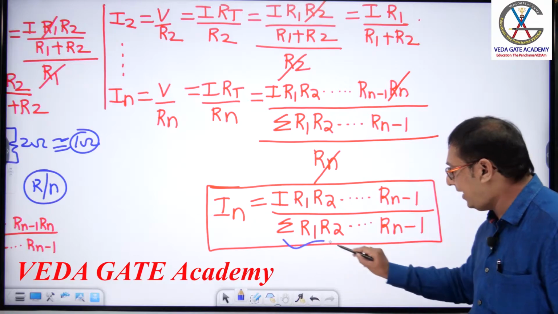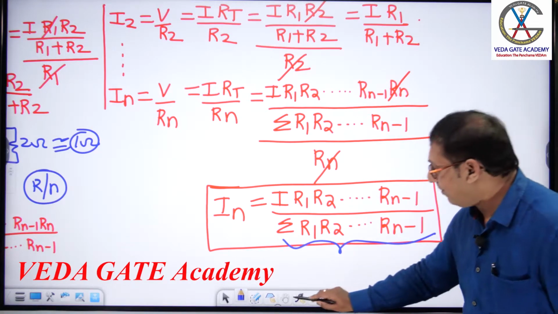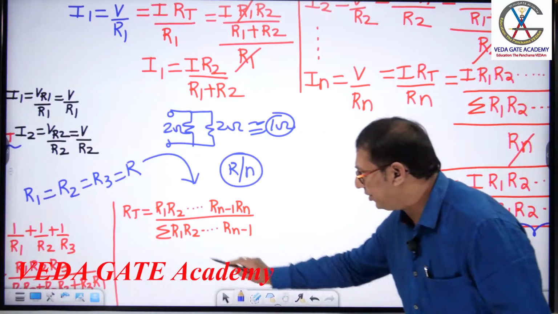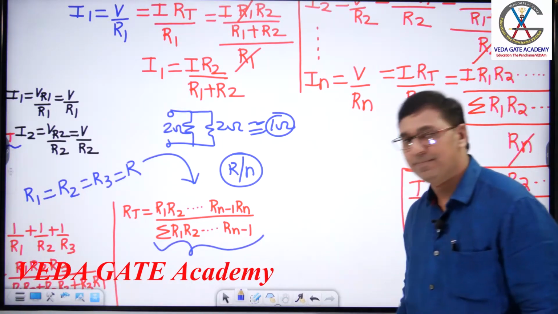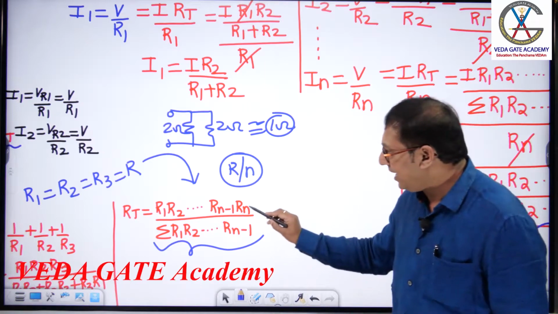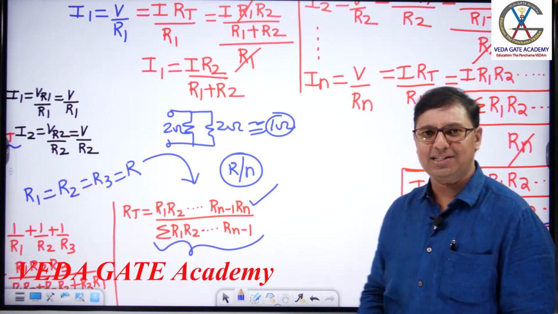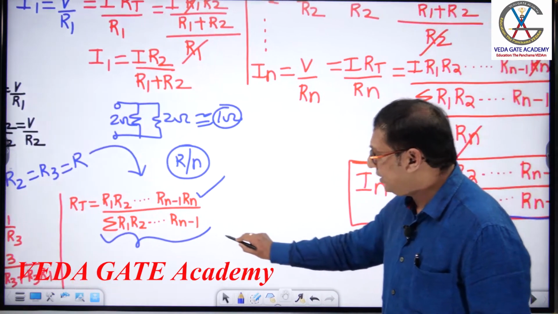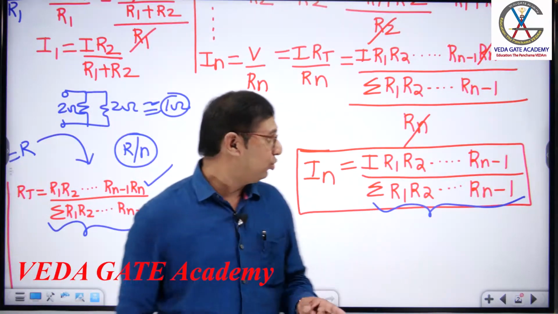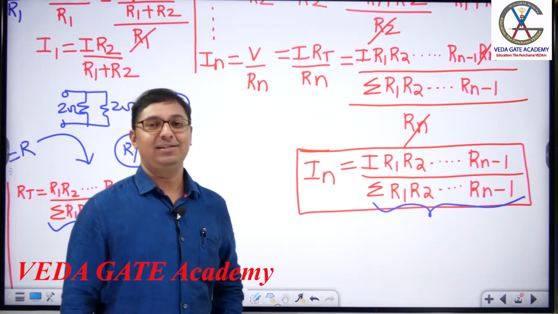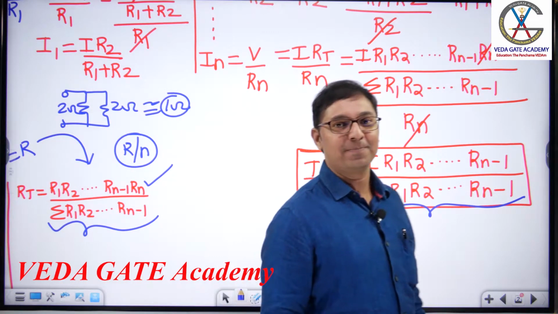In the In denominator and the R equivalent denominator, which I show you here, both are the same. Next, RT numerator part. You have resistance till Rn, means you have all the resistors in numerator. Whereas in your In expression, you don't have Rn. You have only Rn minus 1. These are some similarities here.